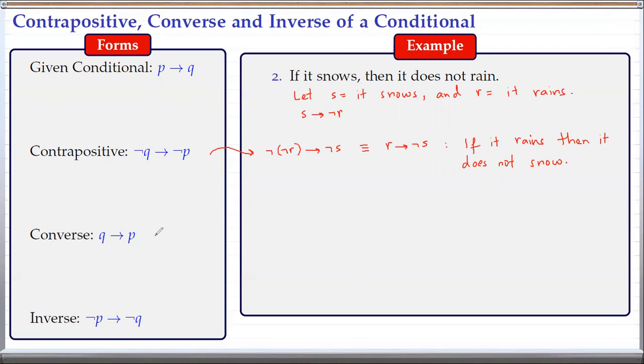Next, let's look at converse. For converse, we just flip the direction of the given conditional. So we have not R implies S. This we can write as: if it does not rain, since we have not R, then S, then it snows.